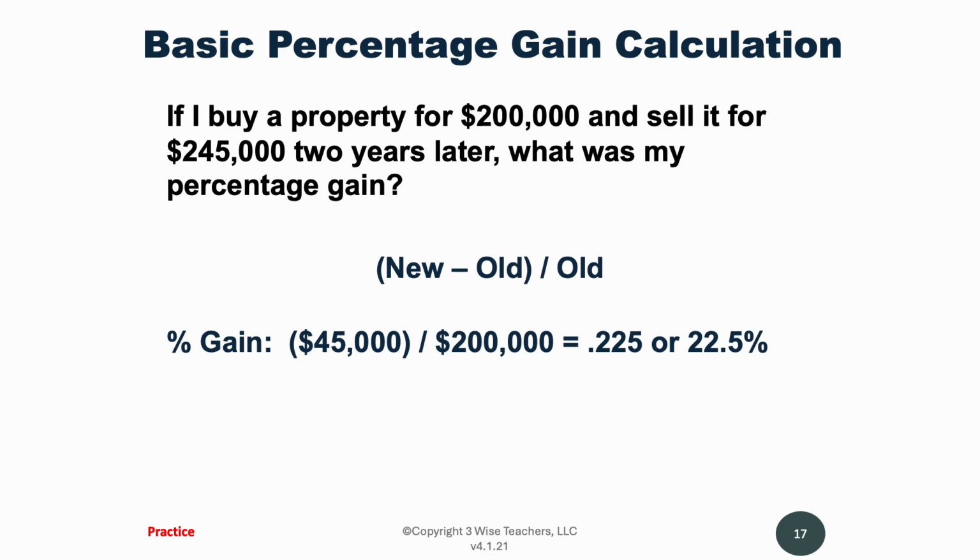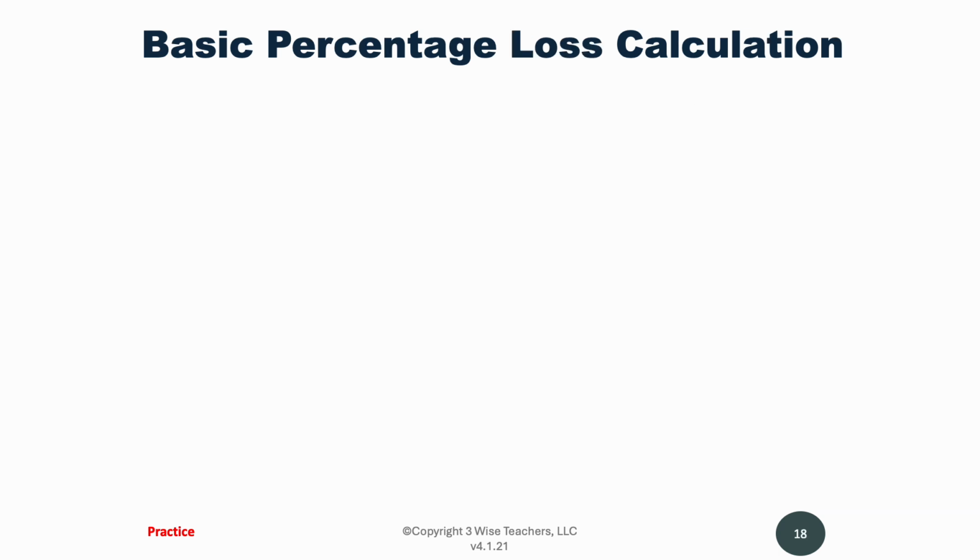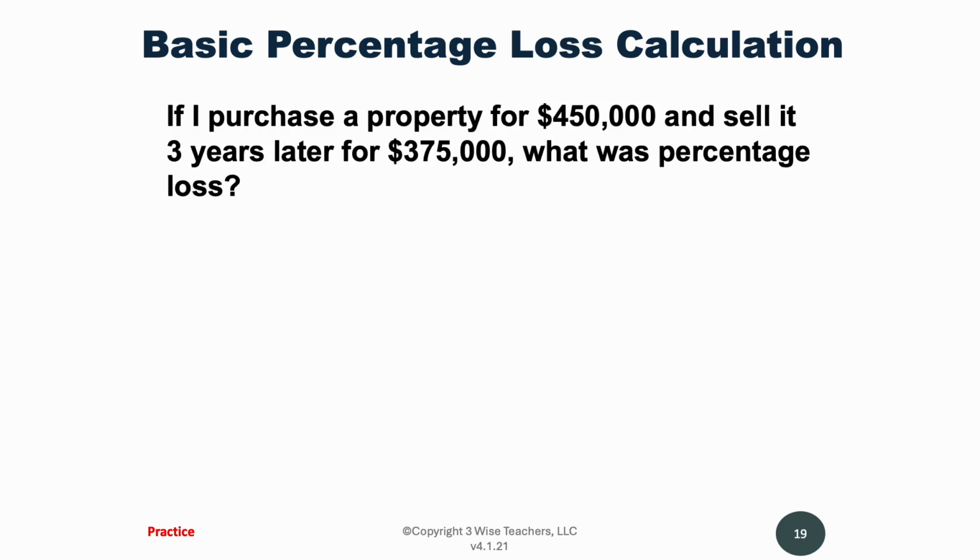Now, if we wanted to turn it negative, we could ask you the same question, but from a loss standpoint. But it's the same question. If I purchase a property for $450,000 and sell it 3 years later for $375,000, what was the percentage loss? Same strategy here. You bought it for $450,000, you sold it for $375,000, you lost $75,000. So we take the new price of $375,000, we subtract out the $450,000, and you'd find, of course, that's a $75,000 difference. We're going to divide it by the original price.